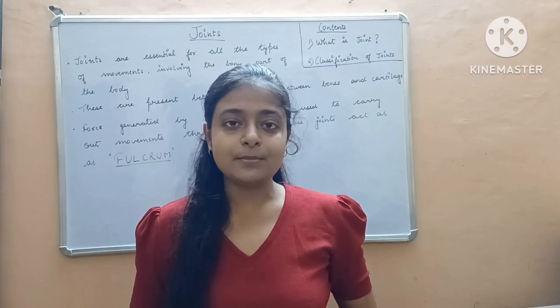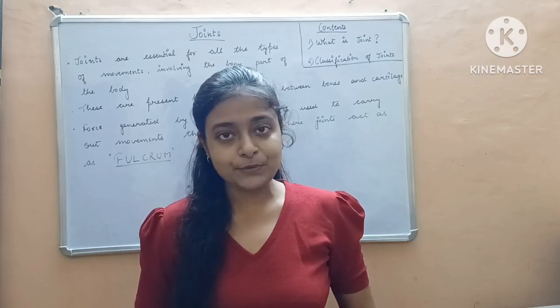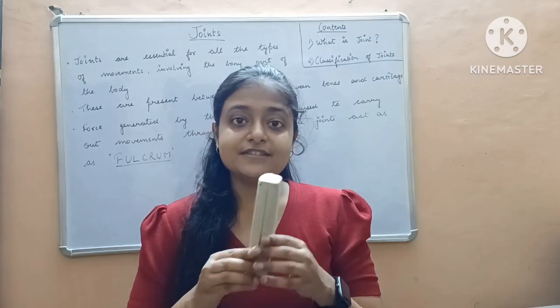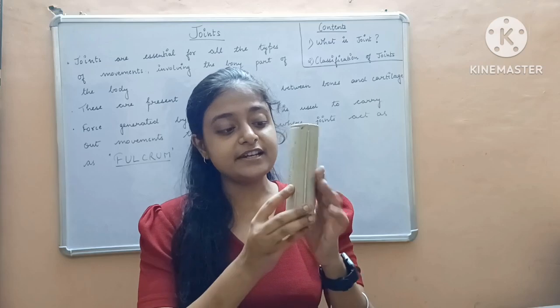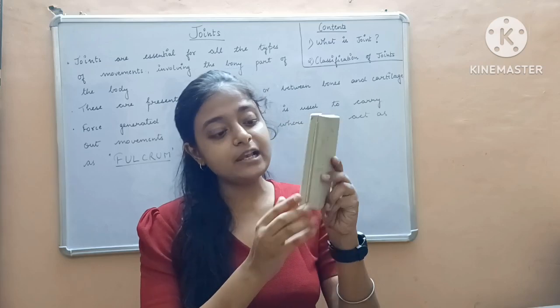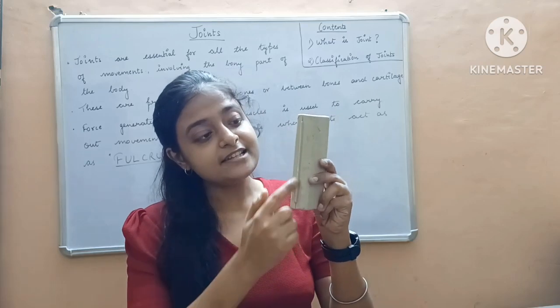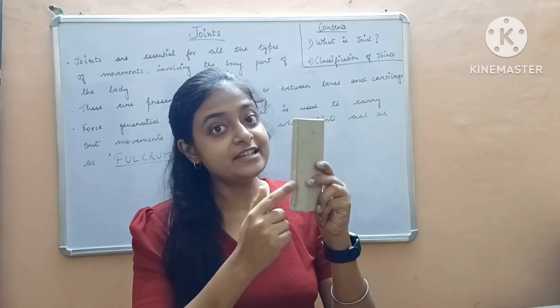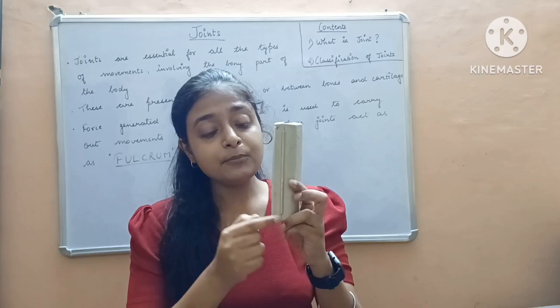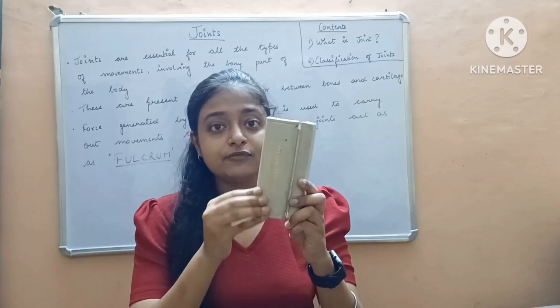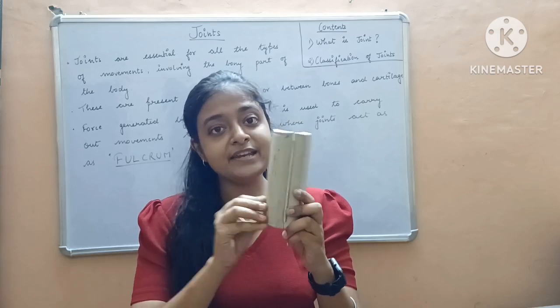So today we will discuss the topic of your biology textbook. Students, what is this? This is a box. This part of the box is connected with this part with the help of this type of structure that is acting as a joint, which connects both these parts. With the help of this joint, this part of the box is able to move in any direction.